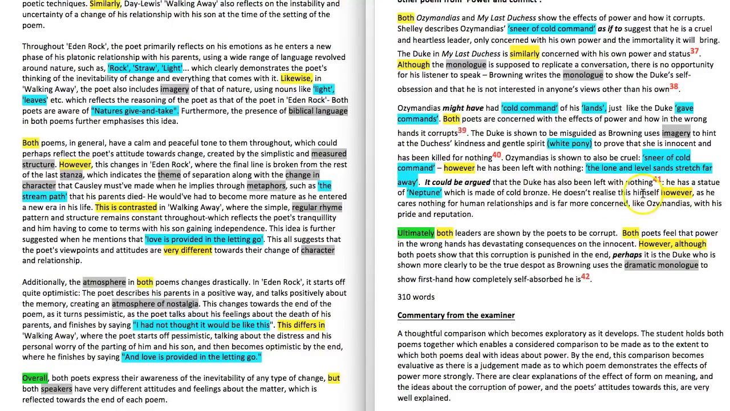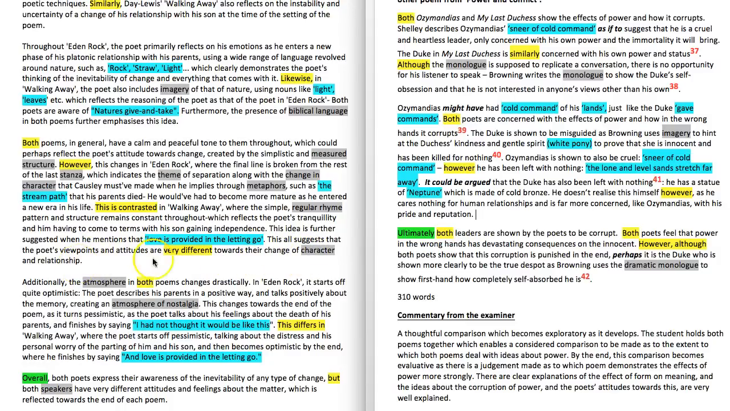He doesn't realise this himself, however, as he cares nothing for human relationships and is far more concerned, like Ozymandias, with his pride and reputation. So those are very specific things. Let's contrast this to Elena. This idea is further suggested when he mentions that love is provided in the letting go. This all suggests that the poet's viewpoints and attitudes are very different towards their change of character and relationship.